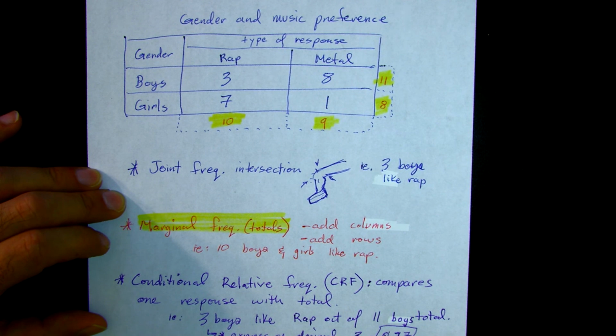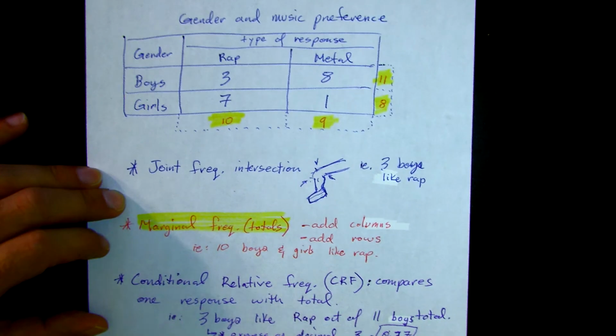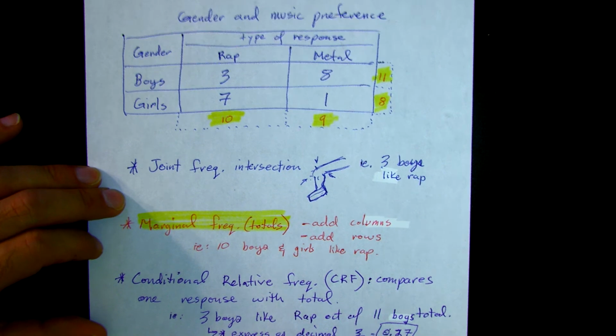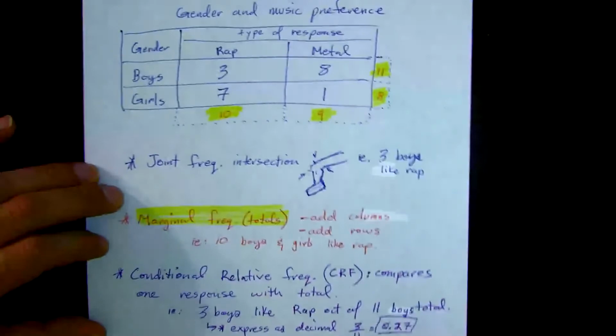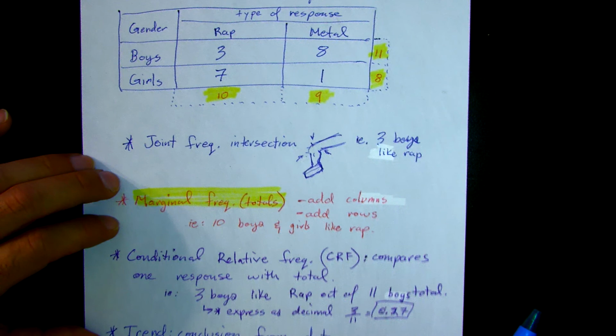The marginal frequencies are talking about entire categories. You add the columns, you add the rows. Those are on the margins, right? The margins are on the outside. So that's one way to help you remember it. If you get a highlighter, it might help you to connect those words.